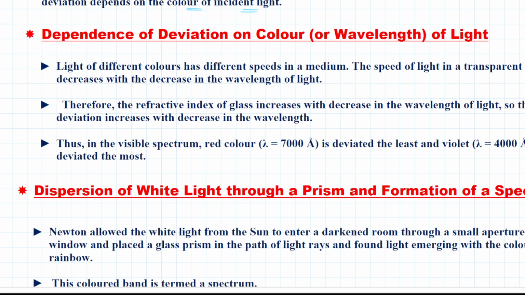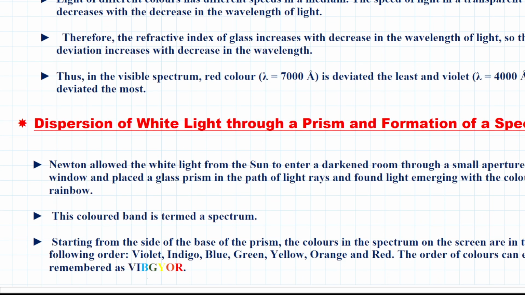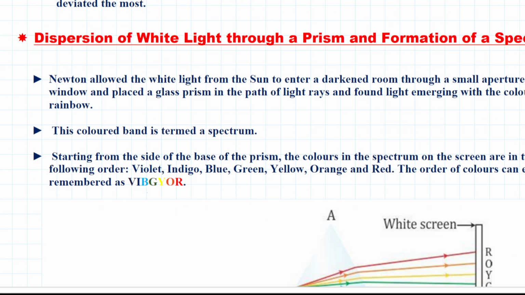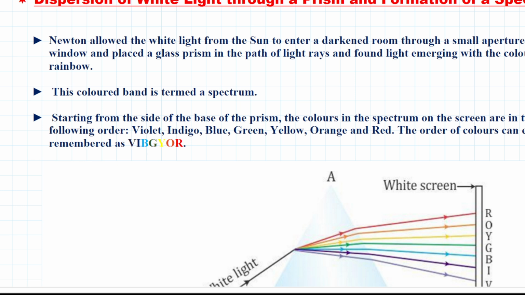So now I can see this. Newton allowed the white light, right? Newton allowed the white light from the sun to enter the darkened room through a small aperture. So he was experimenting in a room. Okay, so he took a small aperture, and from that the white light entered his room in a window, and placed a glass prism. So now he placed a glass prism, we can say.